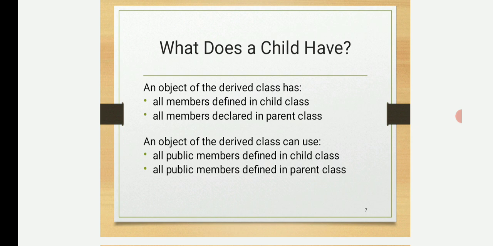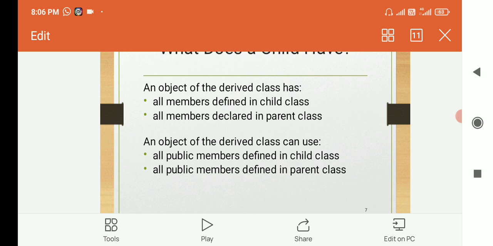An object of the derived class has all members defined in the child class and all members declared in the parent class. So the derived class has everything that is in the child class, as well as all the members declared in the parent class. So it will take all the data that we have in both the parent class and the child class. An object of the derived class can use all public members defined in the child class and all public members defined in the parent class, right?